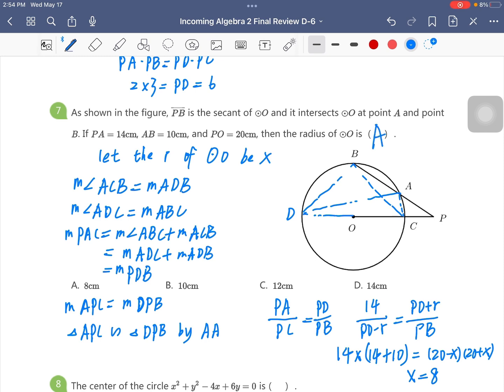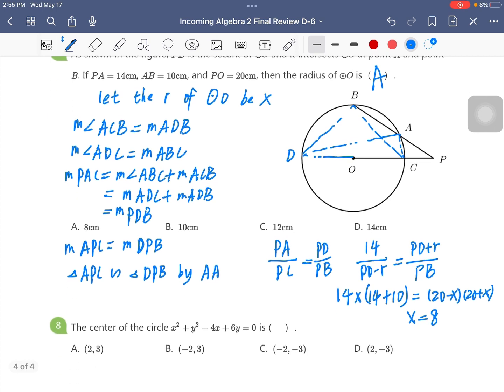So this is how we use the knowledge of similar triangles and circles to get the length of the radius.